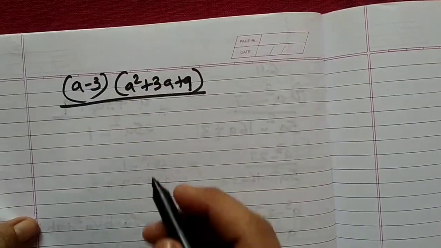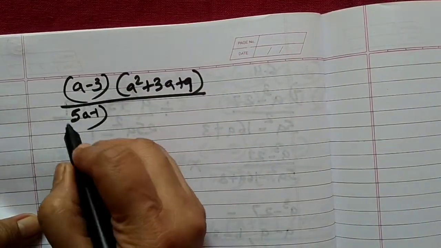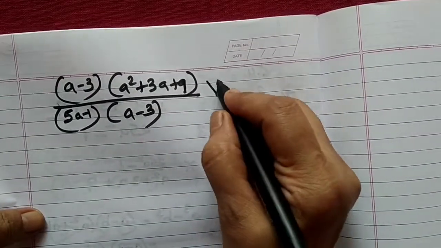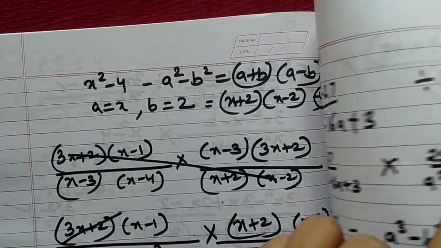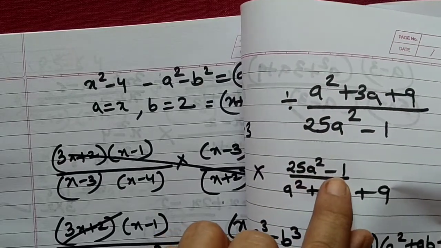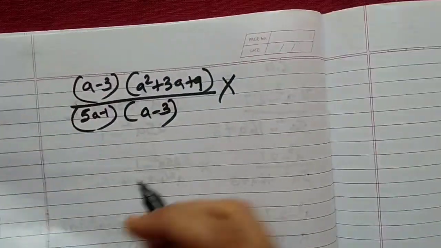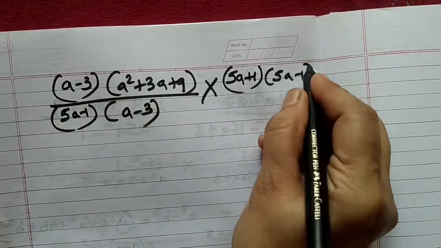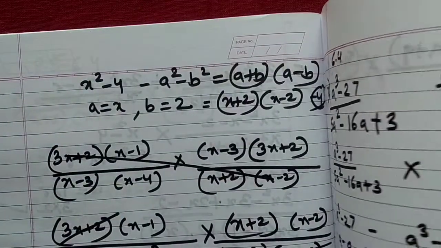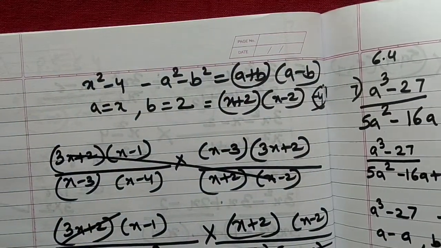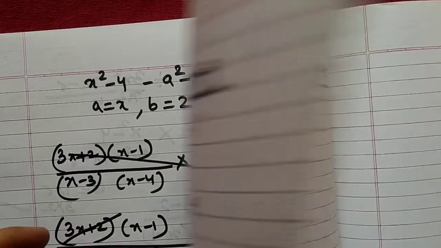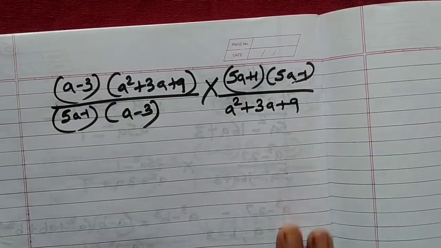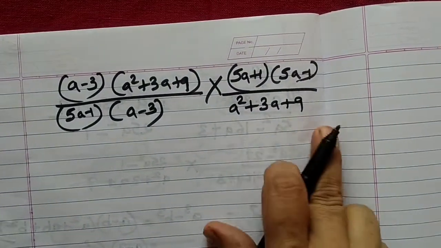Second is 5a minus 1 into bracket a minus 3 multiplied by, now when you are multiplying we have to take it properly. We have to take 25a square minus 1, that is 5a plus 1 and 5a minus 1 upon, now the third equation as it is we have to take, because we cannot simplify the fourth one. So it is a square plus 3a plus 9. We take it as it is. We cannot do factorization of this equation.